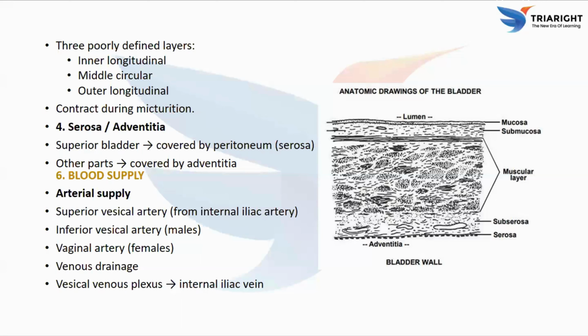So what is the function of this layer? It provides support and anchoring to the surrounding structures in the pelvis. So adventitia, it acts as an anchor, whereas serosa, it is a smooth slippery covering from the peritoneum.